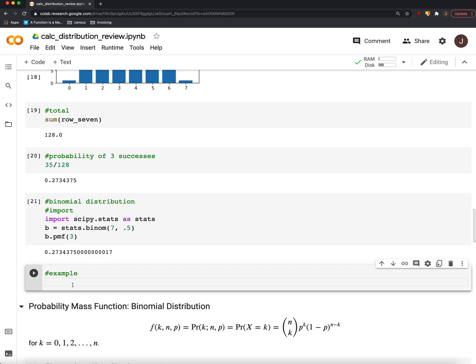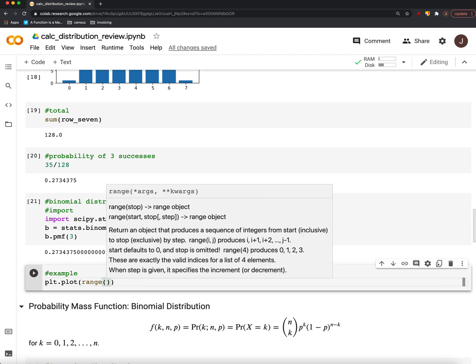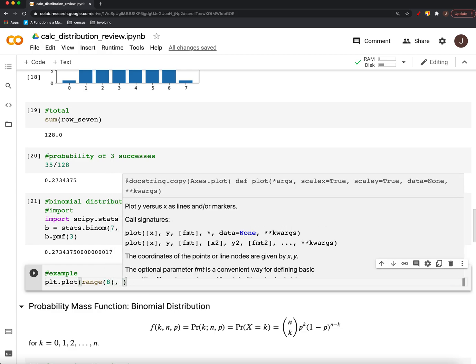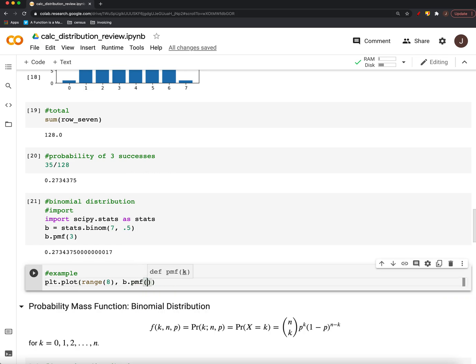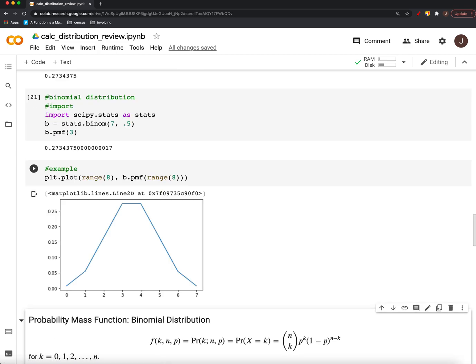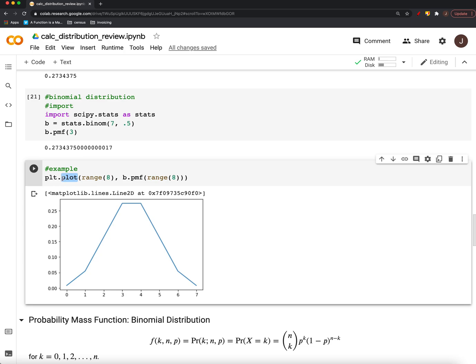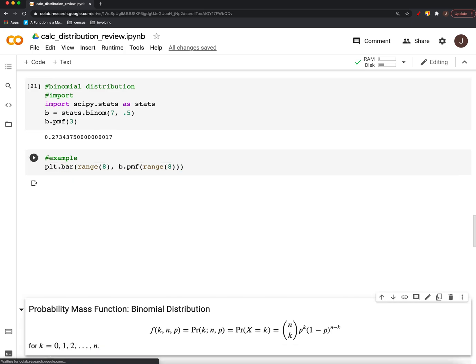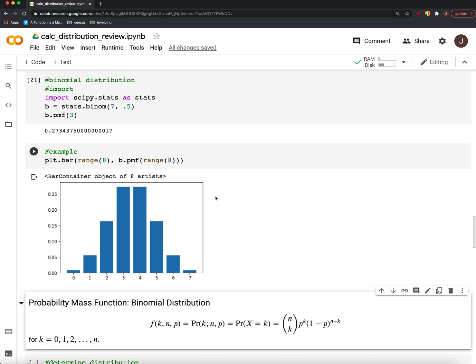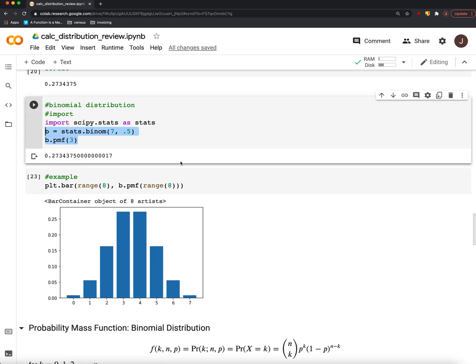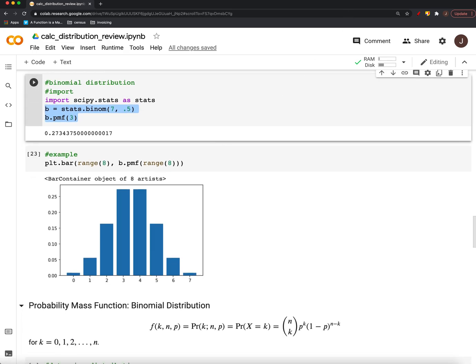And we could plot that as well. So we'll say range 8. All right, and really that's not quite the right plot. We probably want a bar. All right, and you see that we get the same thing that we had before. Okay, so next up we'll review a little more about interpreting these distributions, constructing them, and finding probabilities using them.